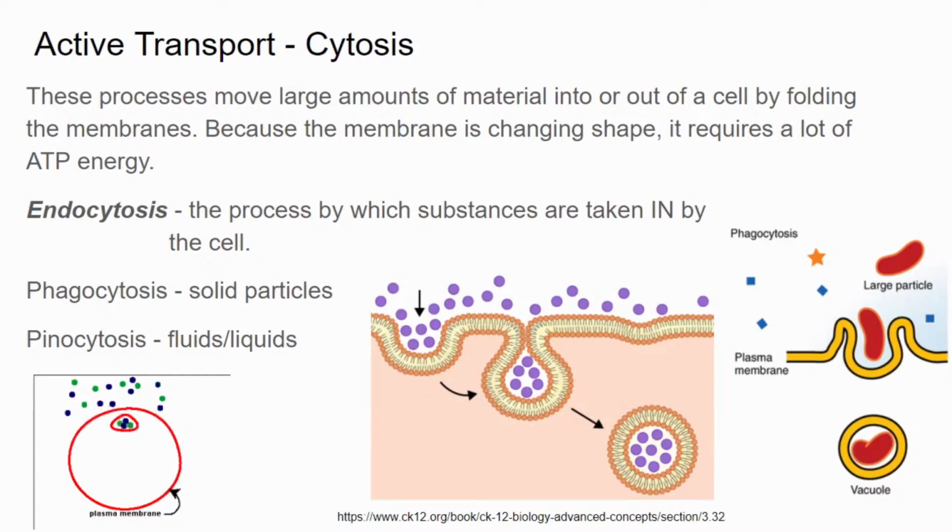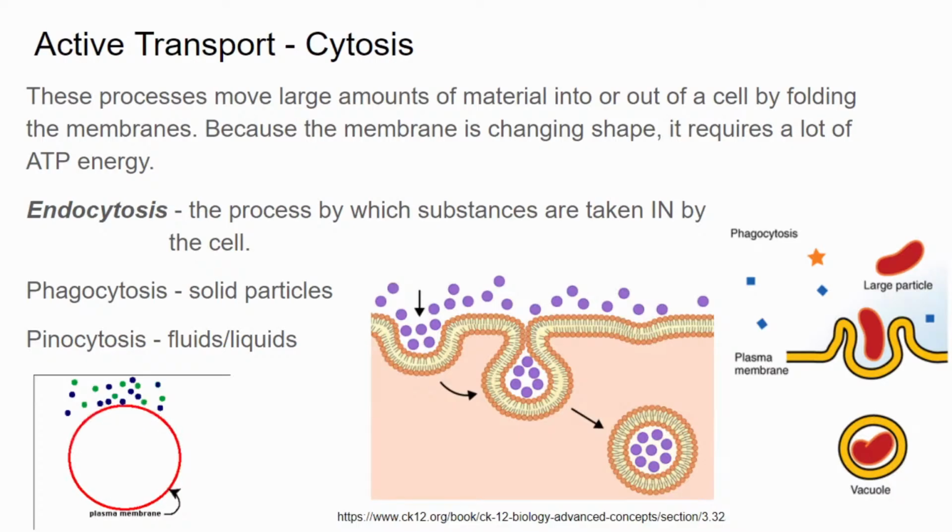So another type of active transport is cytosis. Rather than looking at the singular protein carrier level, these are looking at large amounts of material and how the plasma membrane allows those large amounts of material to move into or out of a cell. And this happens by folding of our plasma membrane. We talked about the plasma membrane being a fluid bilayer, which means it is able to change shape when required. However, if it is changing shape, it requires a lot of ATP energy.